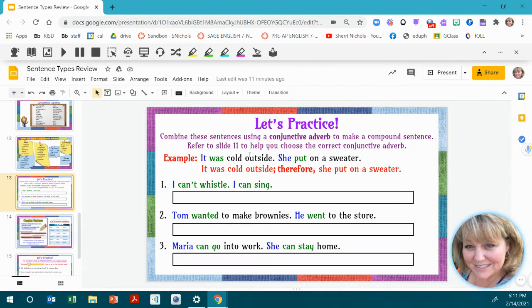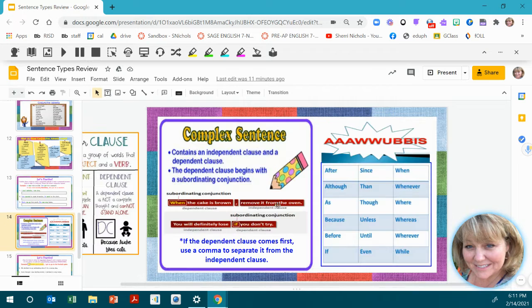So this is the practice. It was cold outside. She put on a sweater. It was cold outside, semicolon, therefore, comma, she put on a sweater. So go ahead and work these when you are finished.